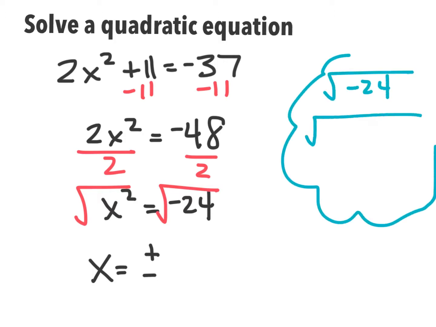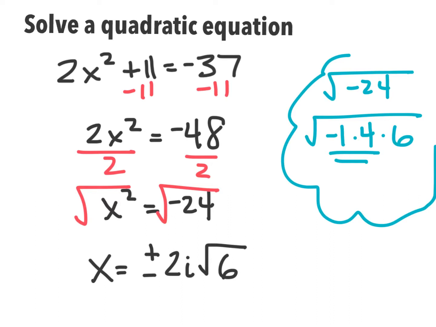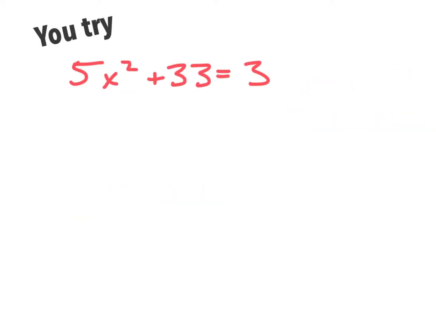That would be the square root of negative 1 times 4 times 6. So I can take the root of negative 1, which is i, and I can take the root of 4, which is 2. So those come out, 2i, and I'm left with square root of 6. So now you give it a shot on 5x squared plus 33 equals 3.